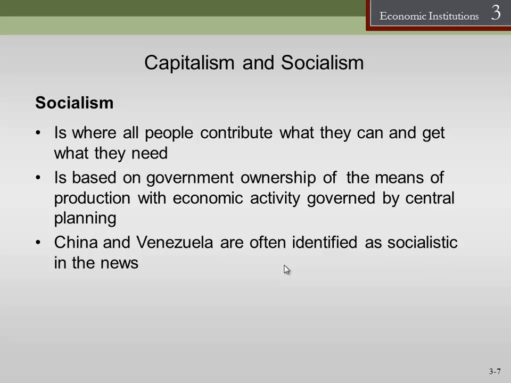It is based on government ownership of the means of production, with economic activities centrally planned in a command socialism setting. Within a market socialism, it may not be centrally planned. So China and Venezuela are often identified as socialist in the news. China has been rapidly moving away from that towards a more capitalist system.